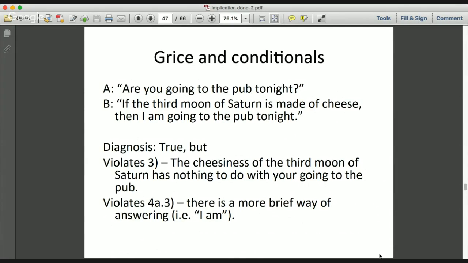It also violates 3.A because there's a more brief way of saying it. Are you going to the pub tonight? Instead of "if the third moon of Saturn is made of cheese then I'm going to the pub tonight," you could just say "I am going to the pub tonight," right? So you're violating the rule against saying stuff that's irrelevant and the rule that I could say this much more easily.